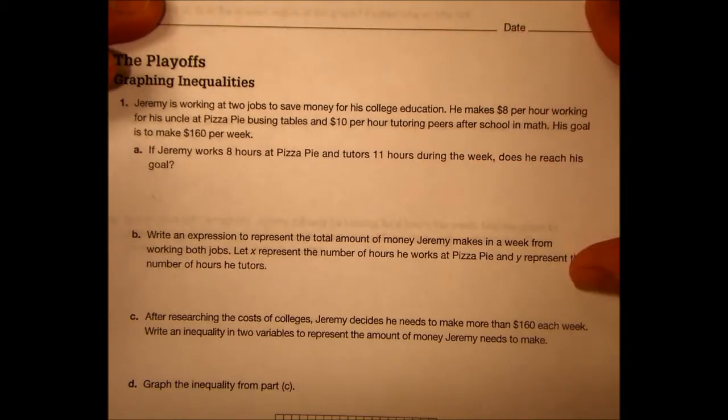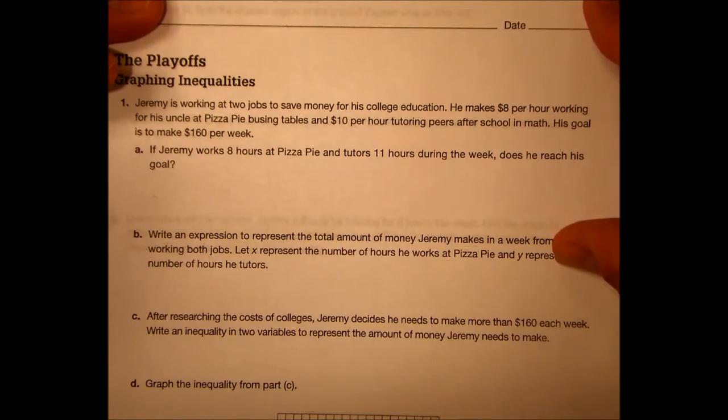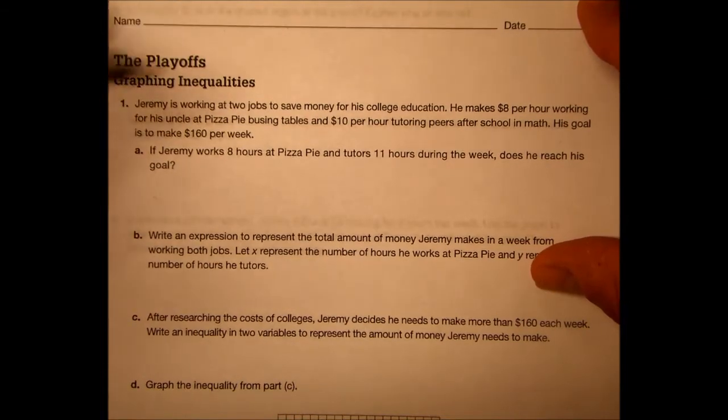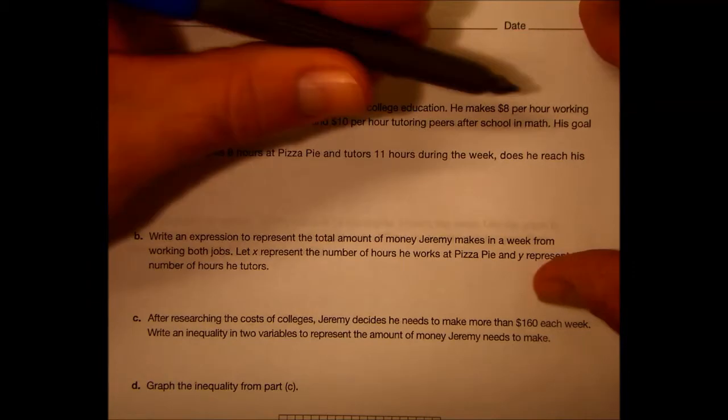Okay, it says, Jimmy is working 2 jobs to save money for his college education. He makes $8 per hour working for his uncle at a pizza supply bussing tables, and $10 per hour tutoring his peers after school in math. His goal is to make $160 per week. Okay? So if he's got 2 jobs, here we have 2 rates of change.